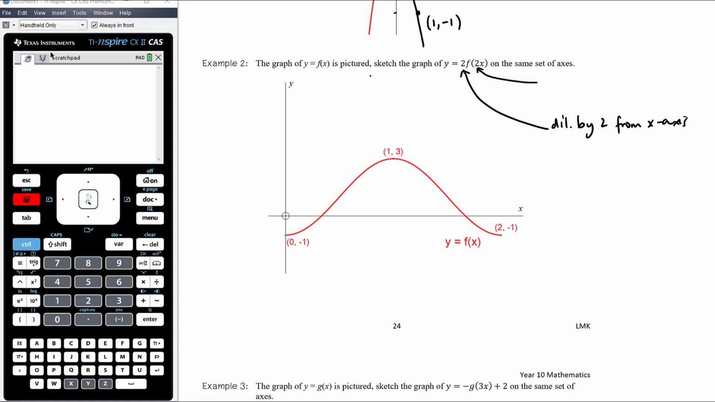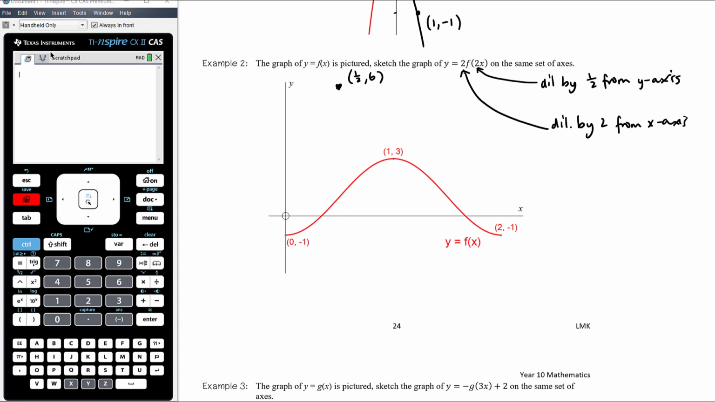The 2 inside the function is a dilation by not 2, 1 over 2, the reciprocal of 2, from the y-axis. Okay, so we're going to be dilating in this way by a half and up this way by 2. So we're going to be halving all the x coordinates and doubling all the y coordinates. So this point at (1, 3), we halve its x coordinate, it's going to be half. We double its y coordinate, it's going to come up here to (1/2, 6).